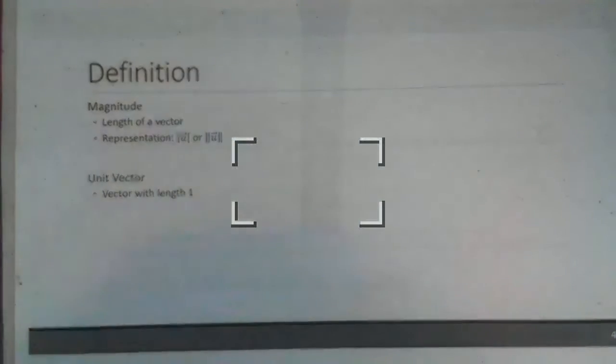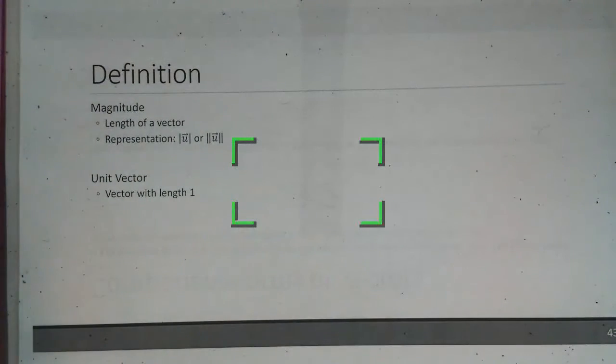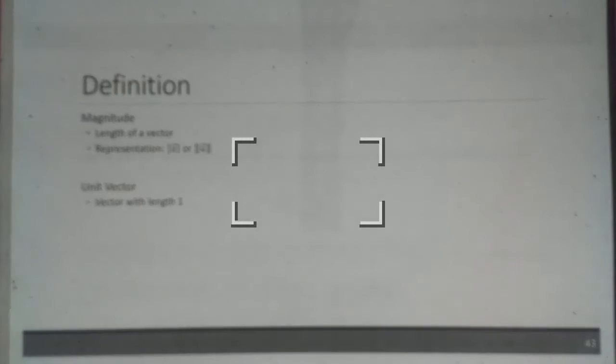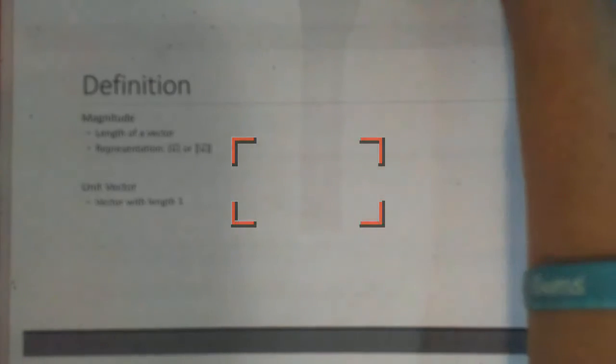Next up, we're going to talk about some definitions here. First, we have magnitude. So that's going to be the length of your vector. We represent it either by making it look like absolute value or double absolute value. So you'll see these vertical lines around the vector. That represents the magnitude or the length of it.